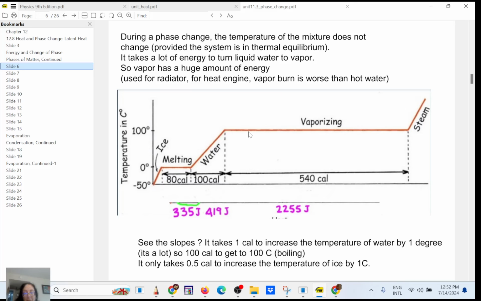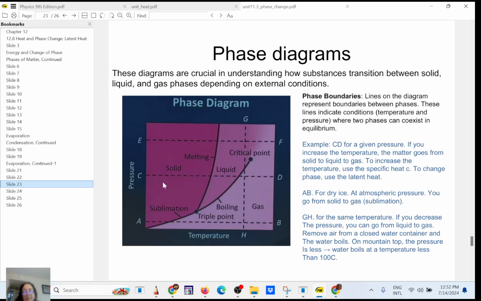Now, let's go back to the phase diagrams here, let's take another example. If you go from A to B, so it's at a lower pressure, for example, it depends on the substance, but let's say we are talking about CO2, which is dry ice. You see that at atmospheric pressure, so let's say this is atmospheric pressure, if the temperature is increased, then you go from solid to gas.